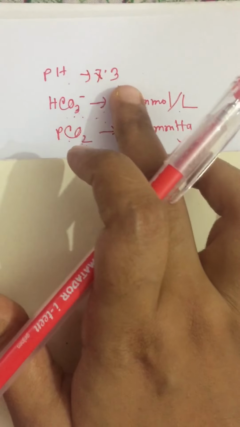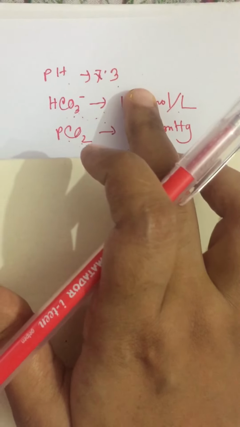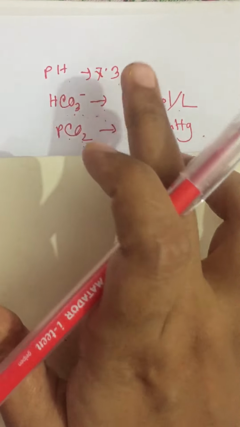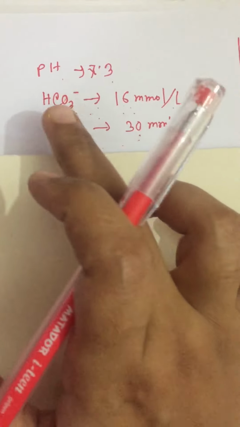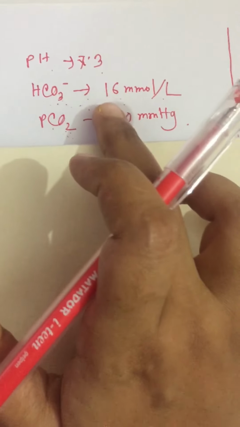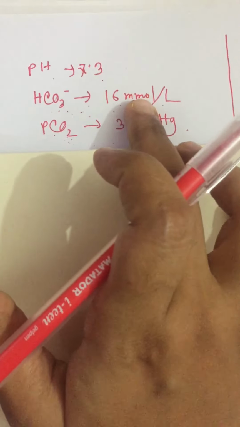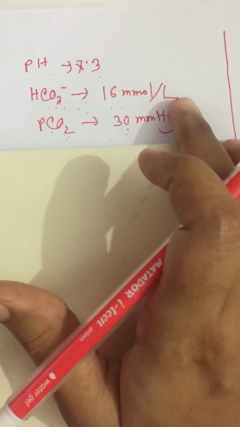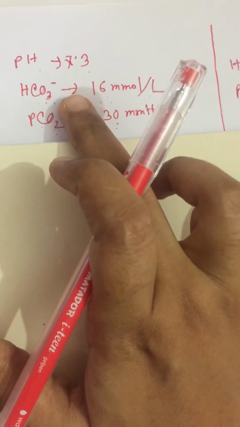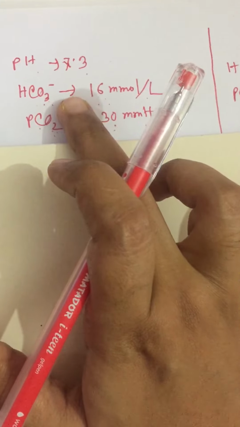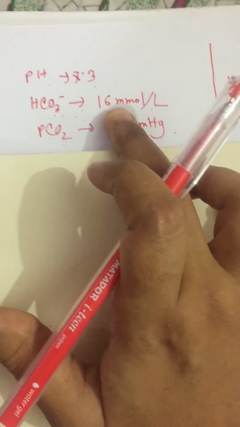Here pH is 7.3, which is less than 7.4. So it is an acidotic condition. Now come to the bicarbonate value. It is 16 millimole per liter, which is less than 24. Acidosis and bicarbonate level is low, which indicates metabolic acidosis.